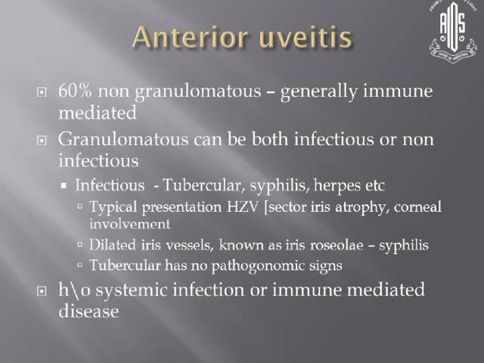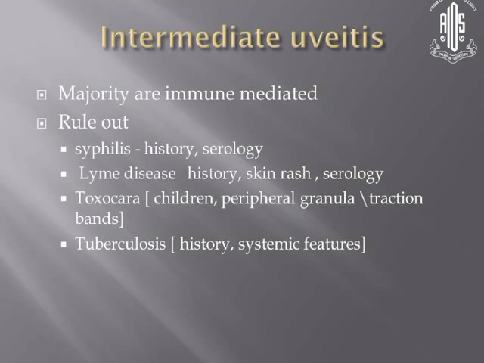And if there is any history of a systemic infection or immune mediated disease, then accordingly one can look at the cause of anterior uveitis. In intermediate uveitis, the majority are immune mediated, but always rule out syphilis because this can cause all forms of uveitis. In an area which is endemic to Lyme disease, one should take a history of fever, rash, and then even go for serology. In children, sometimes intermediate uveitis can be mimicked by toxocara, and tuberculosis again can have a similar presentation.